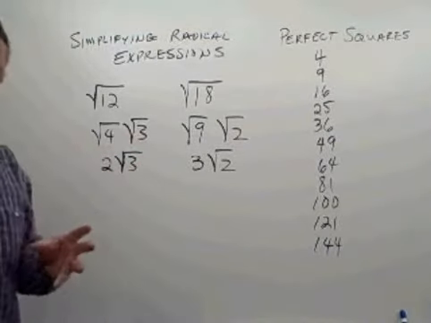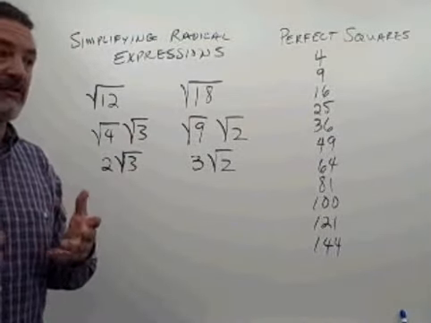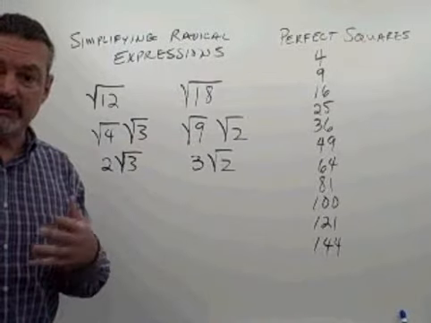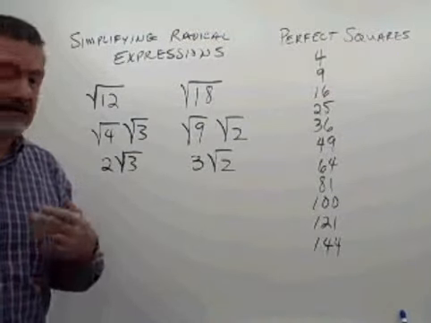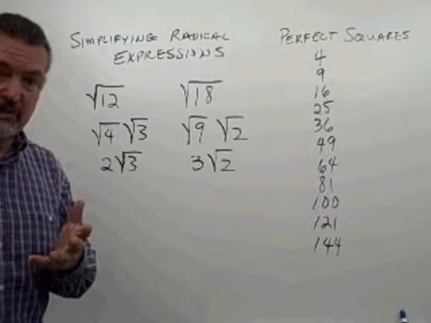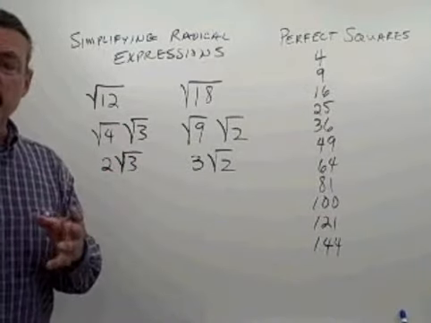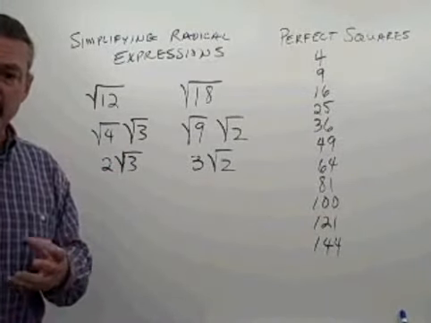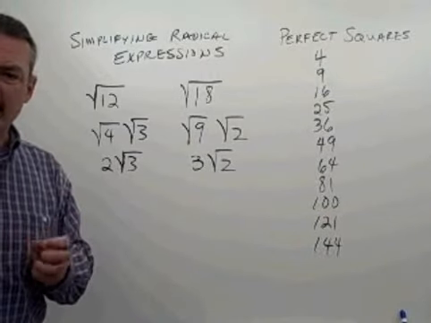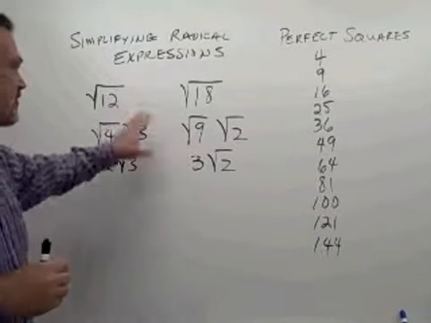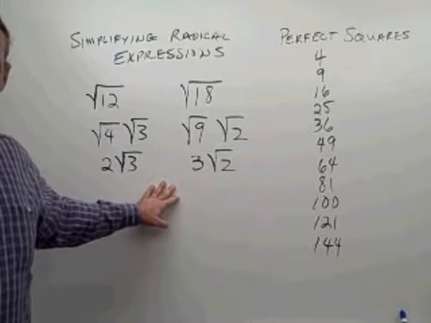This process is used sometimes when we are solving right triangle problems using the theorem of Pythagoras, a squared plus b squared equals c squared, and is often used when we are solving quadratic equations using what's called the quadratic formula. So this is our process of simplifying radical expressions.